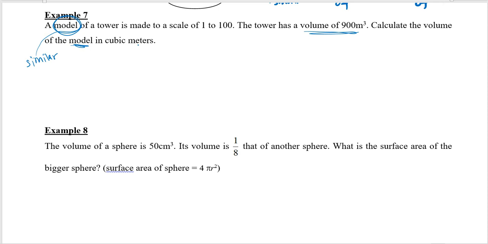So it means that the volume of 900 meter cube given is already the actual volume. And what they want us to look for, the units is also meters cube. So let's begin to apply the formula.